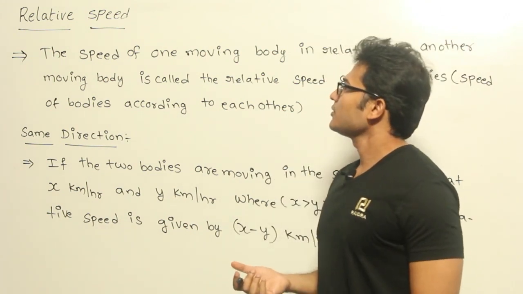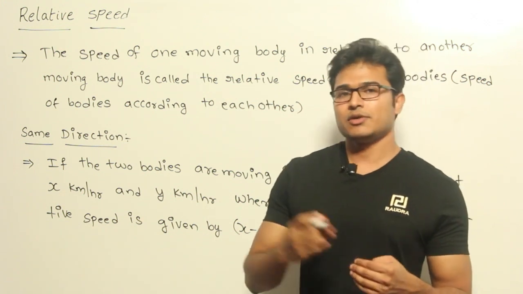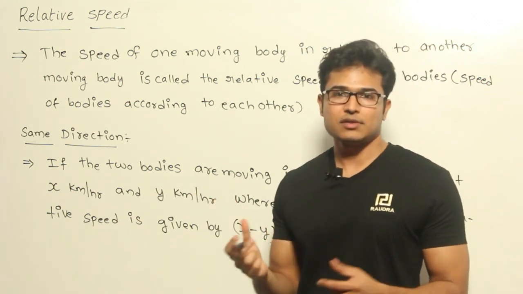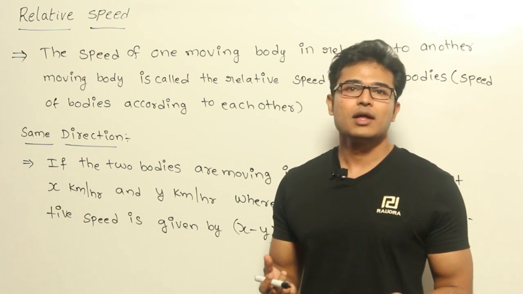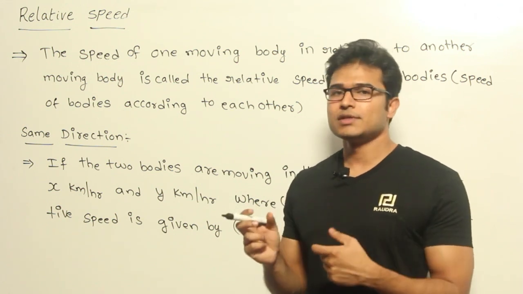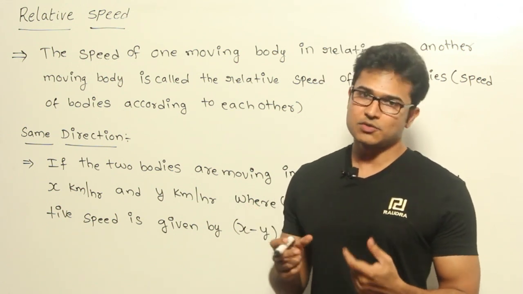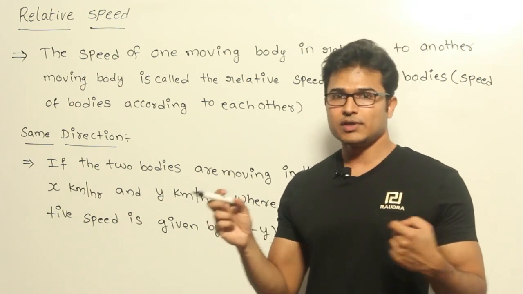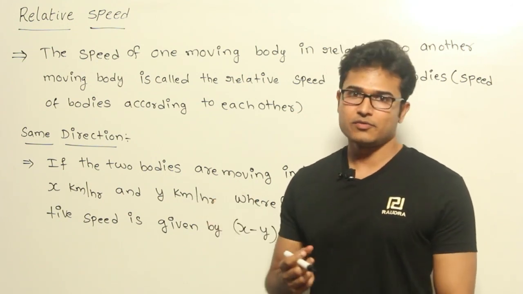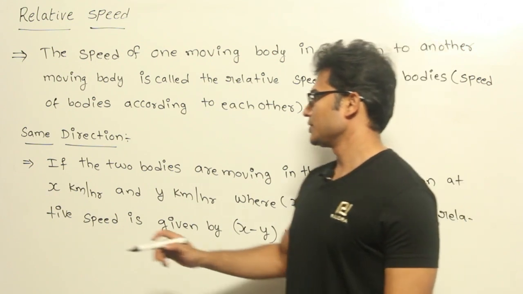Now whenever I say the speed of one body relative to the other body, we have to also consider the directions in which they are going to move. In case both are moving in the same direction, the relative speed is going to be different. In case both are moving in the opposite direction, the relative speed is going to be different, right? I'll explain with examples here.